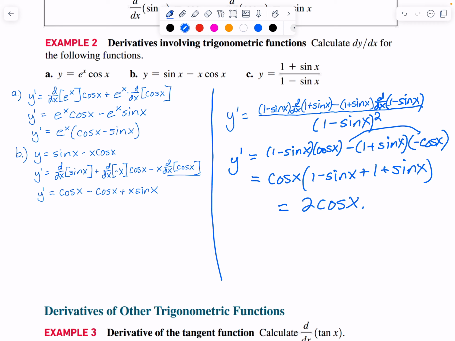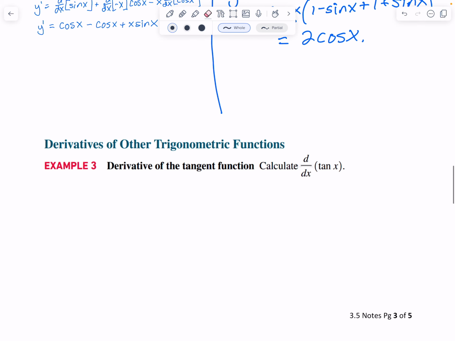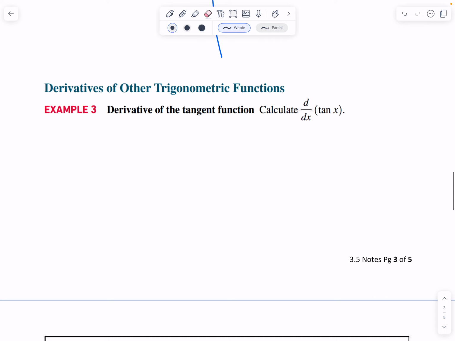If that's confusing how I factored out a cosine, you could just distribute it out, right? Distribute each one and then add like terms. You'd end up in the exact same spot. All right. I just like little factoring tricks because they make life much easier. All right, that's derivative of sines and cosines. Let's take a derivative of our tangent now.